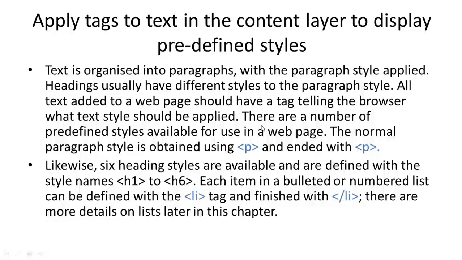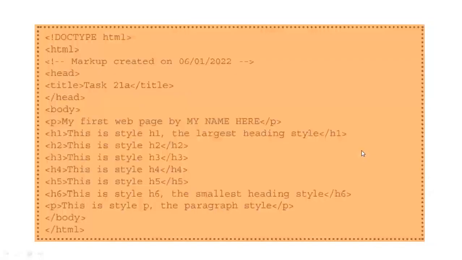Actually, I made a mistake. There should be a forward slash here in the P. So we open using the P and end with slash P. So we open the paragraph. You can have as many lines as you want, as many words as you want. It's your paragraph. Once you're done with writing your paragraph, you close it with forward slash P.